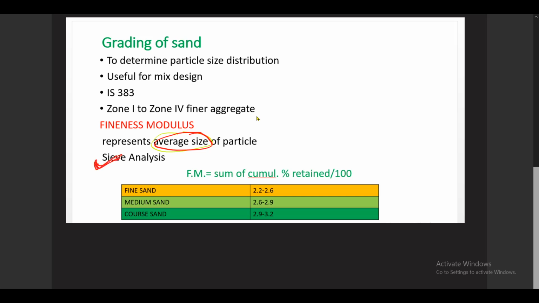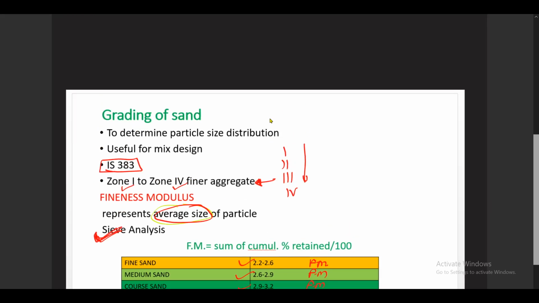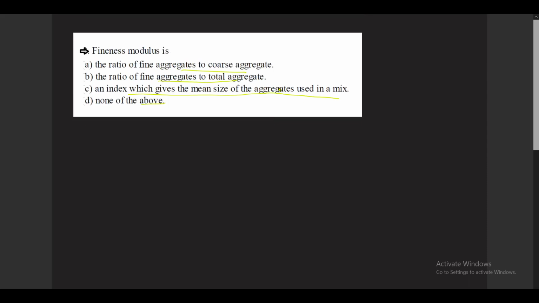Depending upon that, IS code 383 suggests different zones, from zone 1 to zone 4. As we move from zone 1 to zone 4, the fineness actually increases. And if you see the table here, there is fine sand, medium sand, and coarse sand, and these are nothing but the ranges of values of the fineness modulus. Questions can actually be asked on this topic also. So our question here is, what is the fineness modulus?